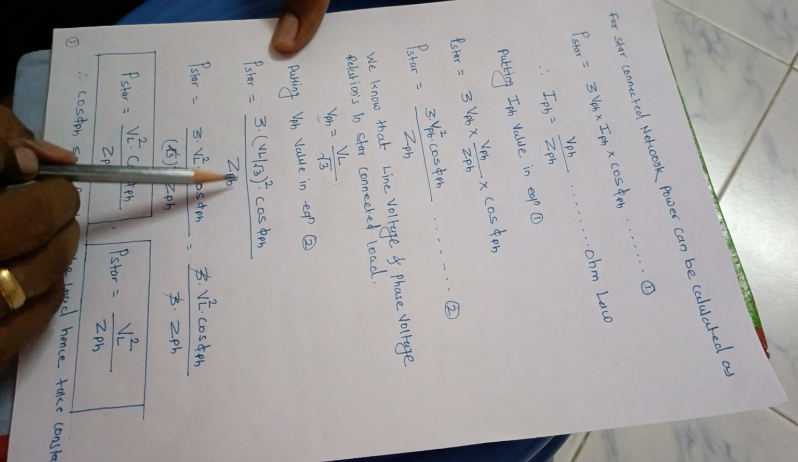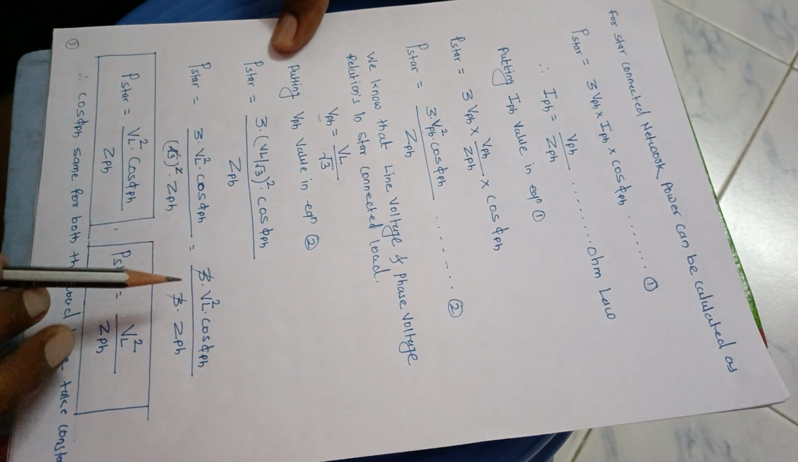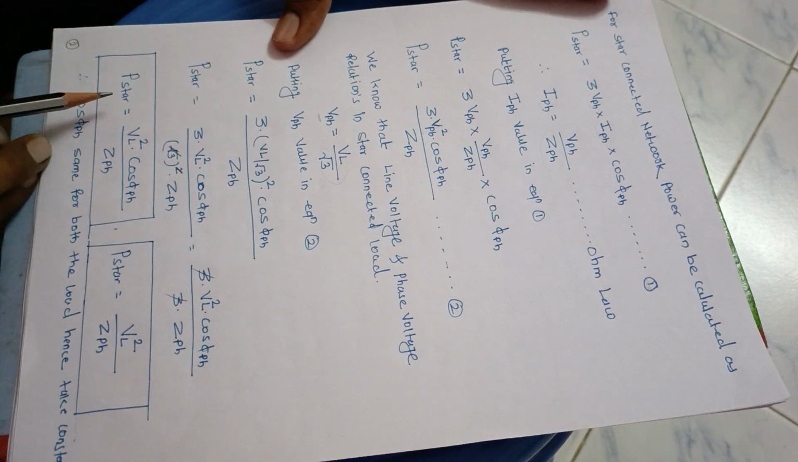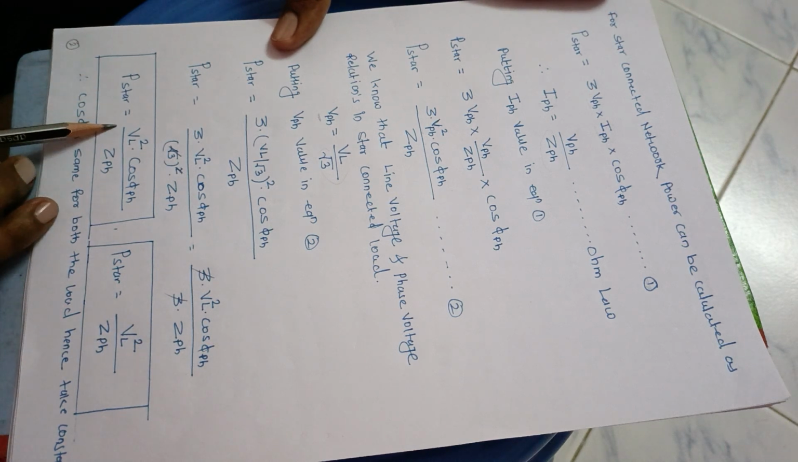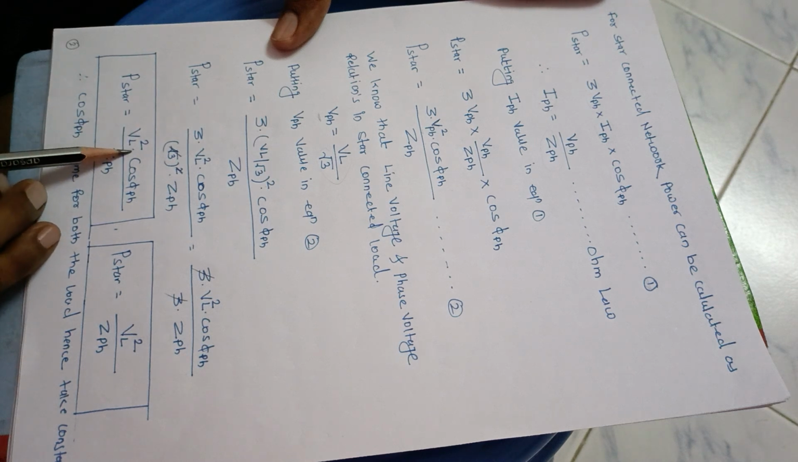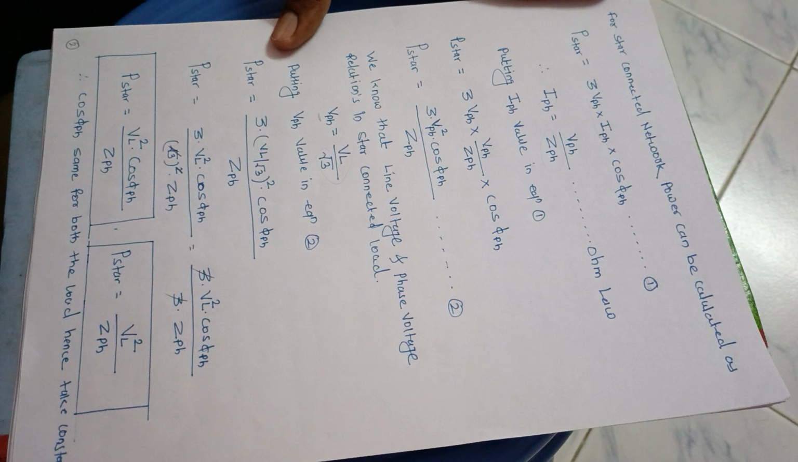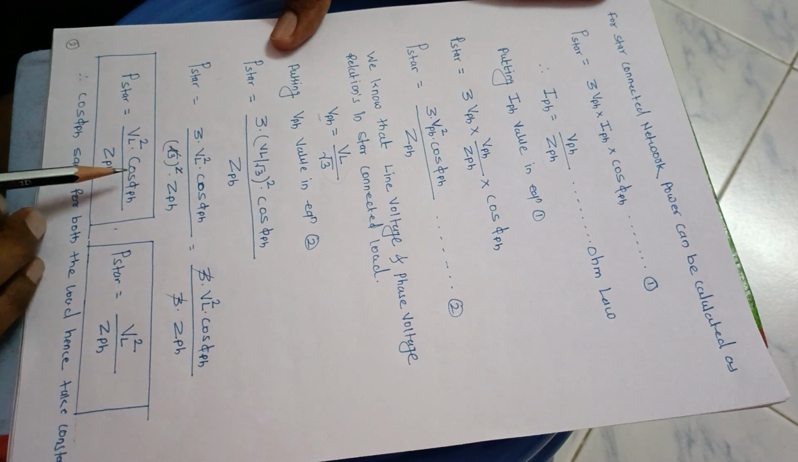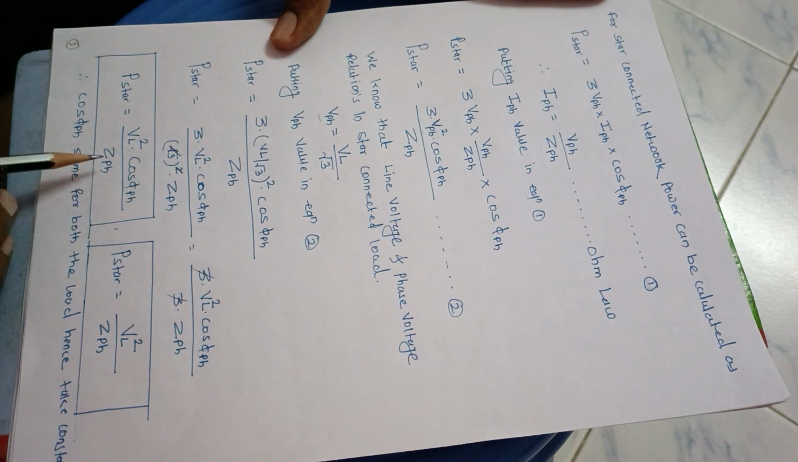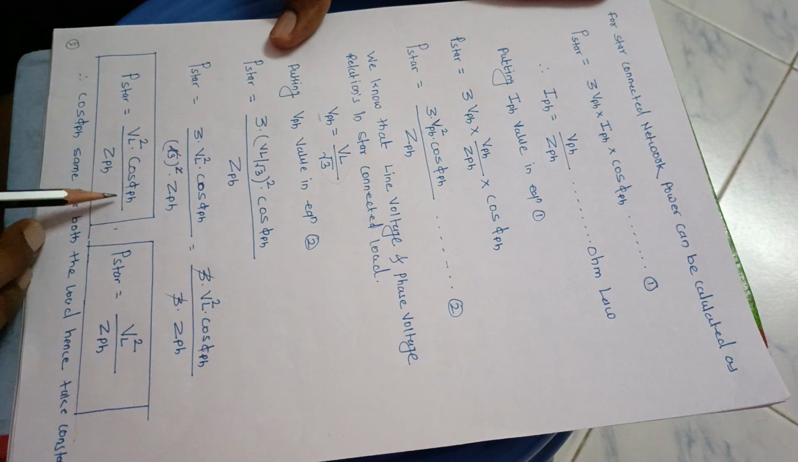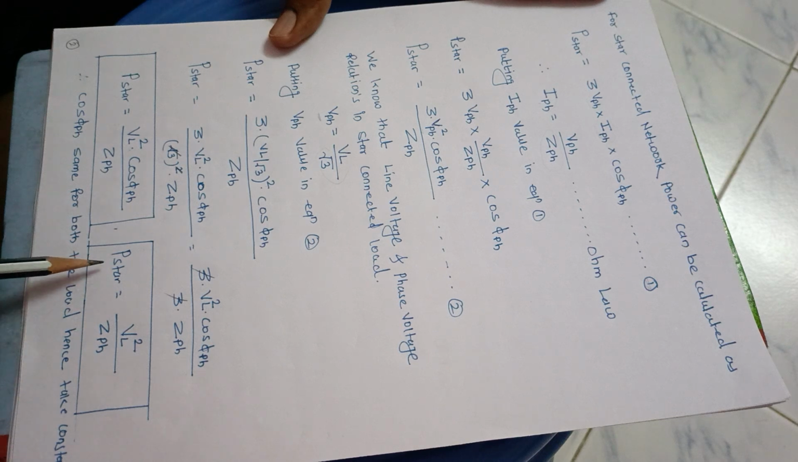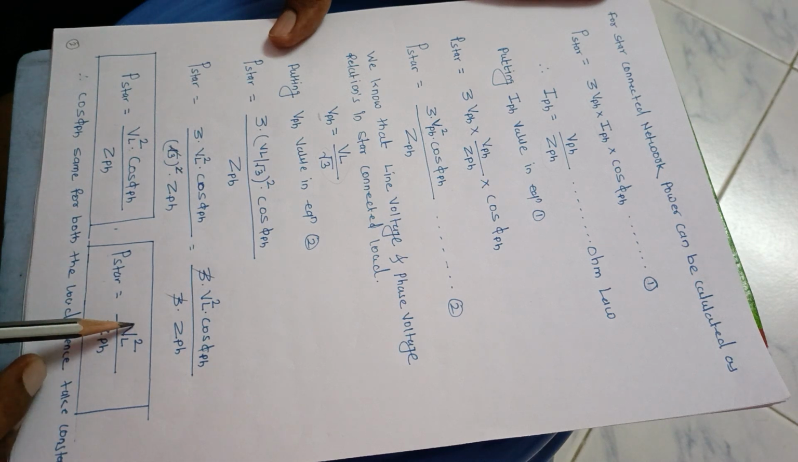Here we simplify the equation and the final equation is P star equal to VL square cos phi upon ZPH. We consider that ZPH is constant for both loads, that is the same magnitude of ZPH, hence the cos phi of both the star and delta connected load is the same, so we keep it constant. Hence the power consumption in star connected load is VL square cos phi by ZPH.